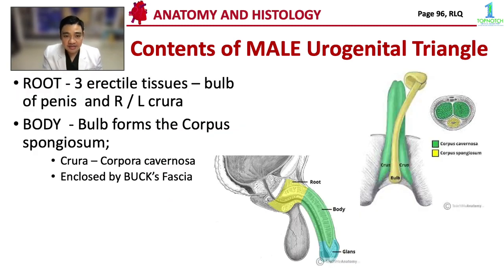Moving forward, we can divide the penis into 3 parts. The first part being the root, or this part. Okay? The root is composed of the 3 erectile tissues, the bulb of the penis, and the right and left crura. The right and left crura correspond to your corpora cavernosa, whereas the bulb is formed by your corpus spongiosum, and it terminates at the glans penis.